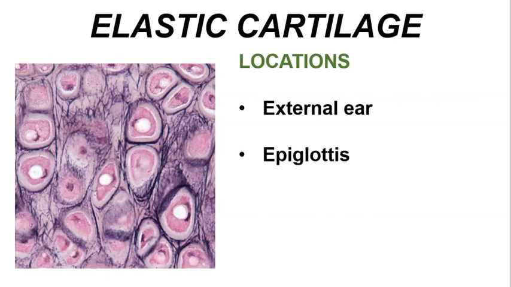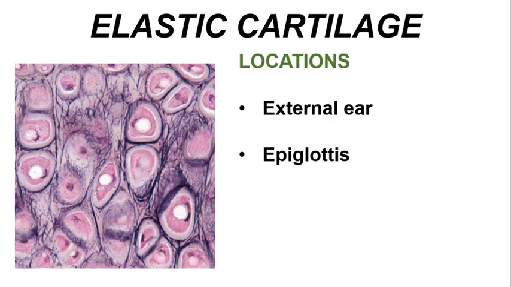So next we have elastic cartilage. And elastic cartilage contains elastic fibers in its extracellular matrix. And so therefore it is much more flexible than hyaline cartilage is. It has the ability to bend and then return back to its original shape. And so for that reason, elastic cartilage is not found in any of the weight-bearing locations in the skeleton.